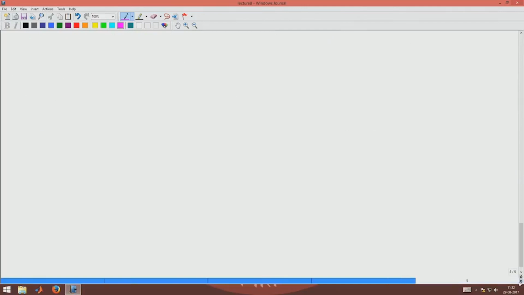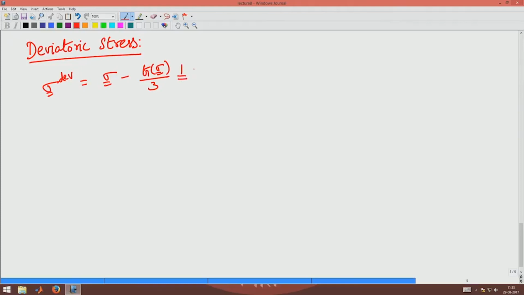The next stress state that we are going to look at is what is called a deviatoric stress state. This is denoted by sigma deviatoric. This is nothing but sigma minus trace of sigma divided by 3 times identity.